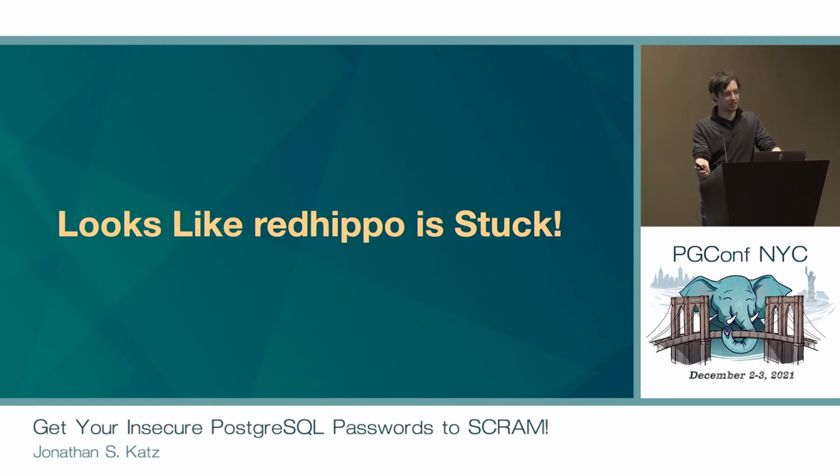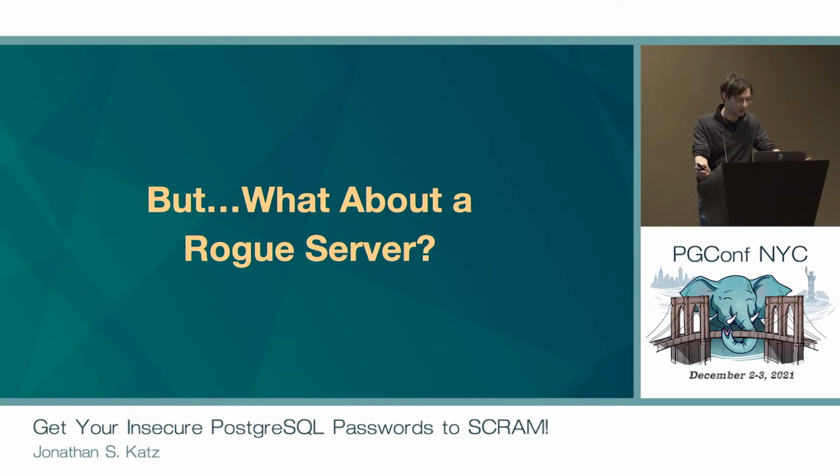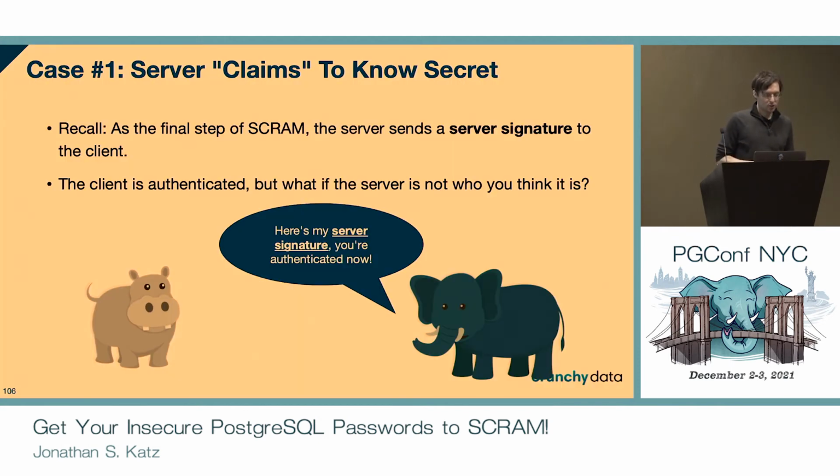But there's another element we need to consider here. I intimated about it a little bit earlier, but we're stopping the rogue client, but what about a rogue server? First case, a server claims to know the secret.